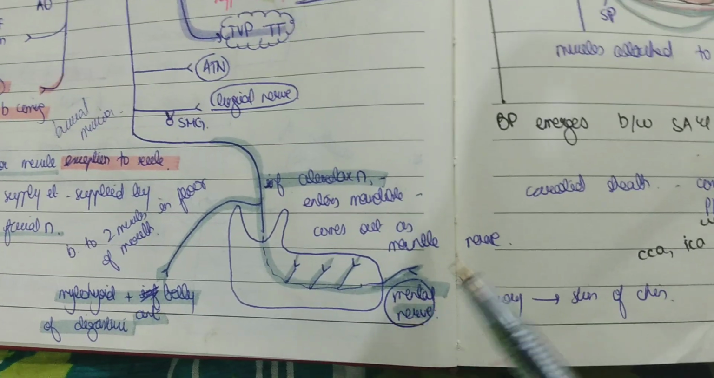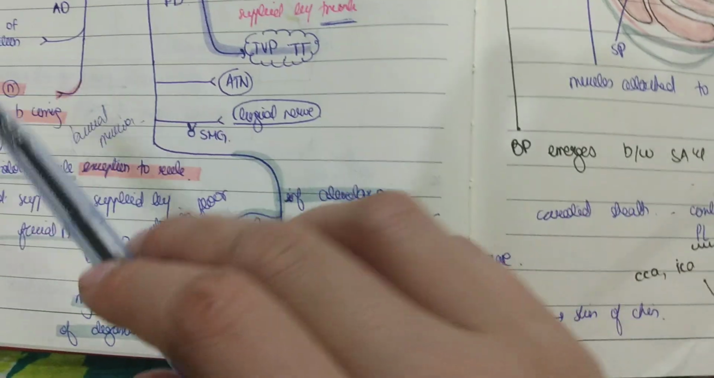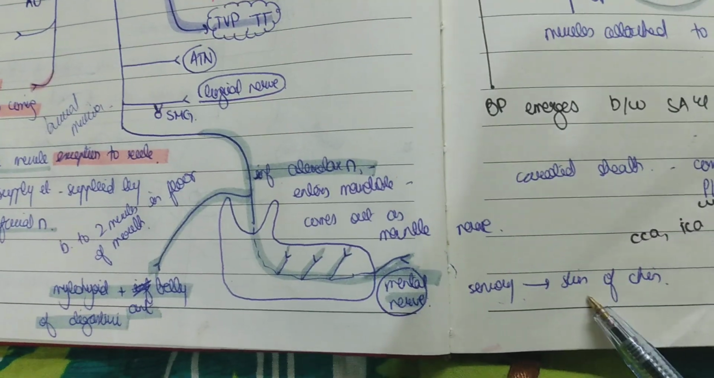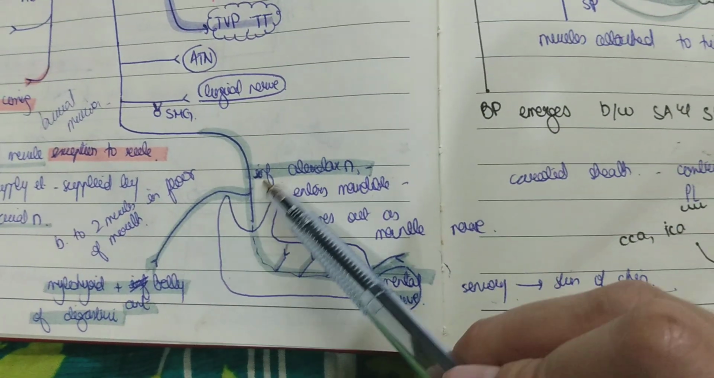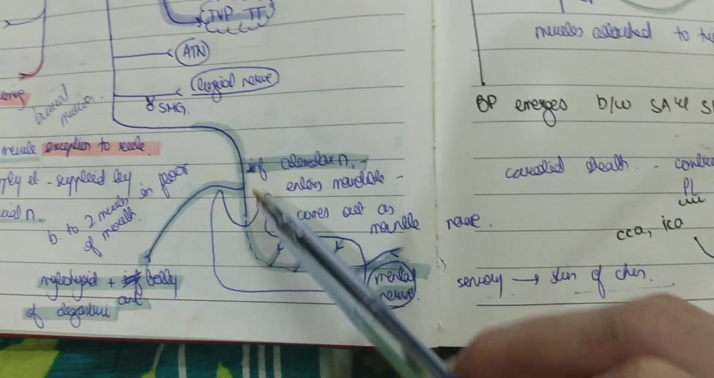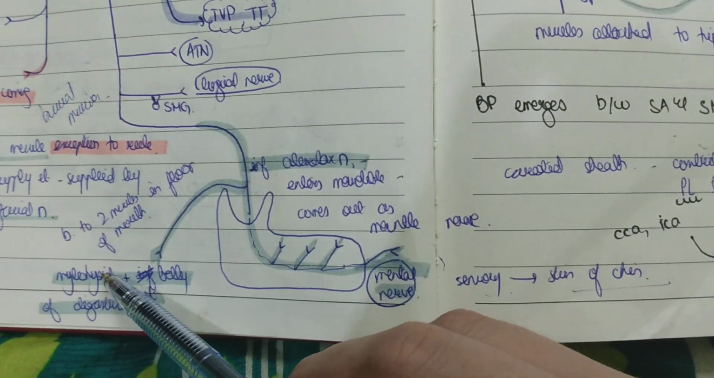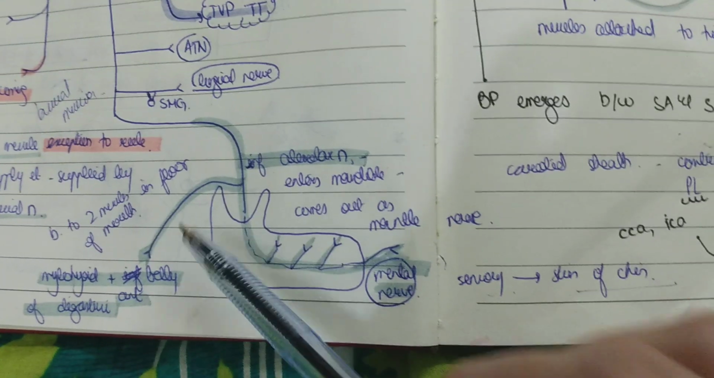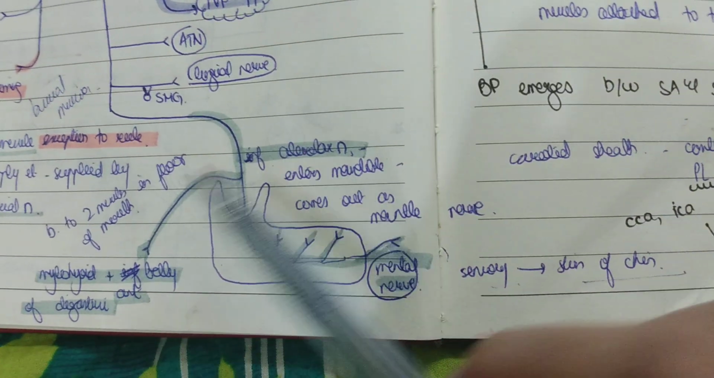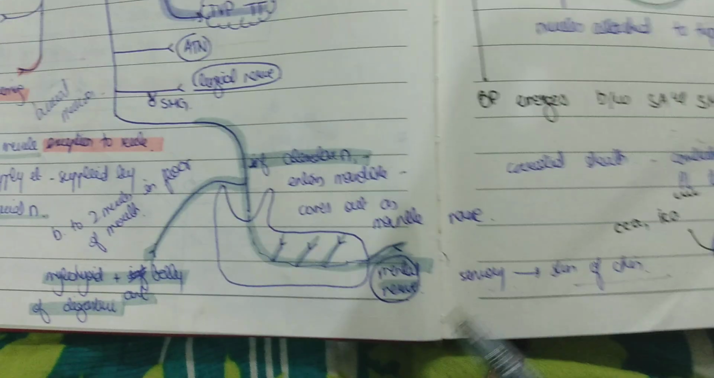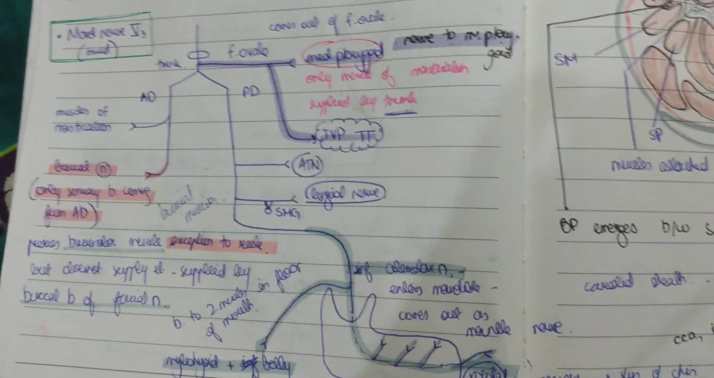Mental nerve is another exclusively sensory branch, just like the buccal nerve, which was exclusively sensory, and it supplies the skin of the chin. Okay, but this inferior alveolar nerve, before entering the mandible, gives out another branch which supplies the mylohyoid and the anterior belly of digastric. Okay, these two muscles are supplied by the inferior alveolar nerve before it enters the mandible. Okay, so these are all the branches of the mandibular nerve.